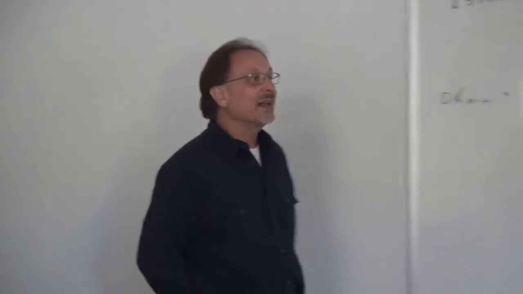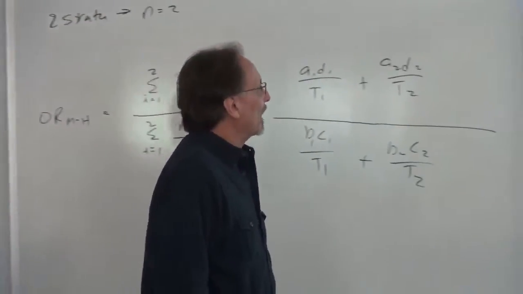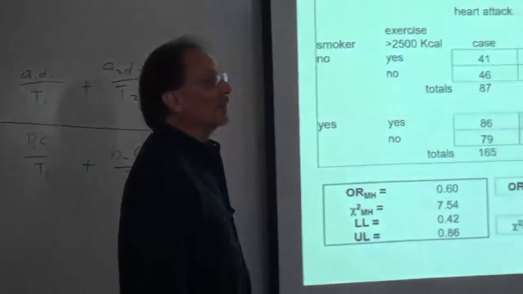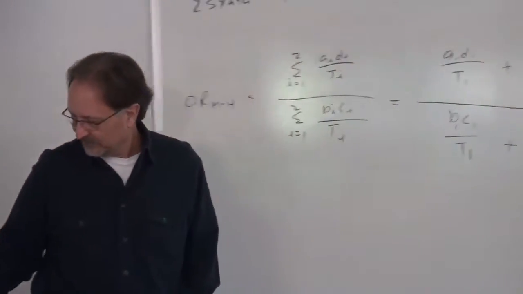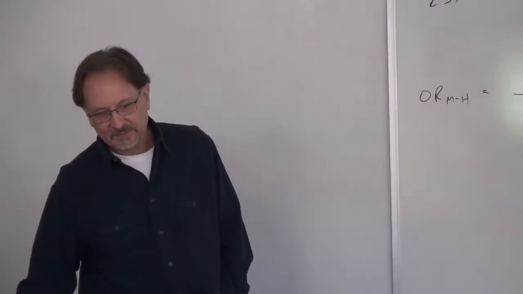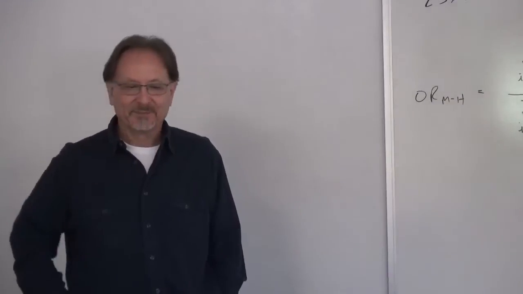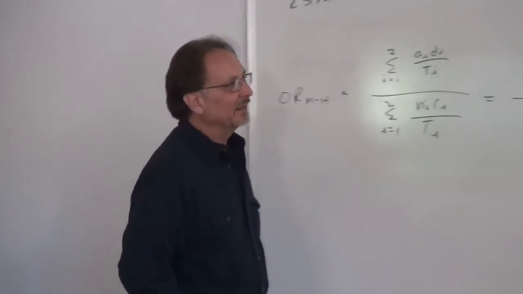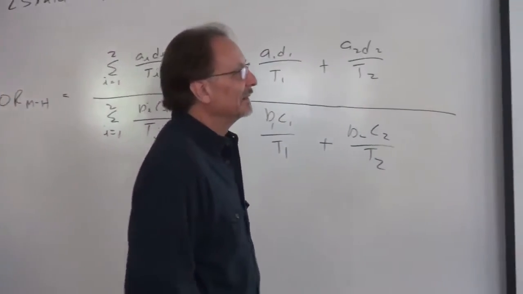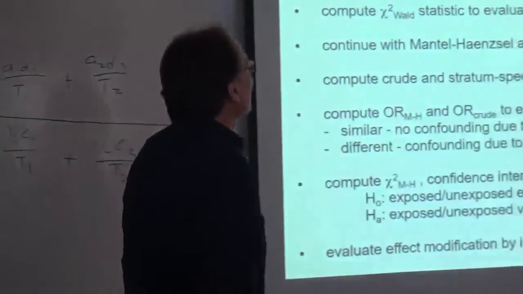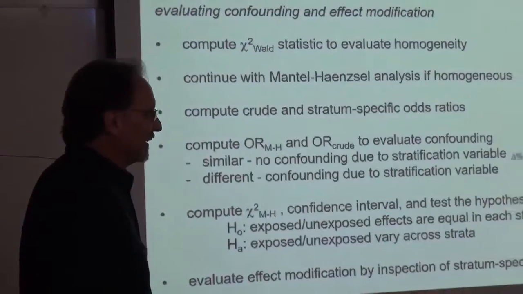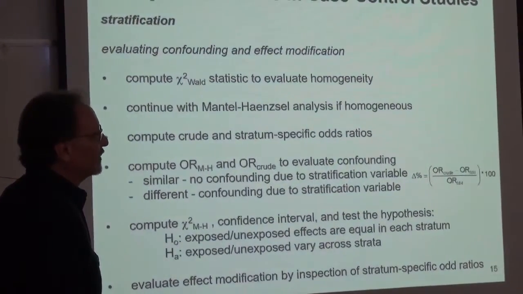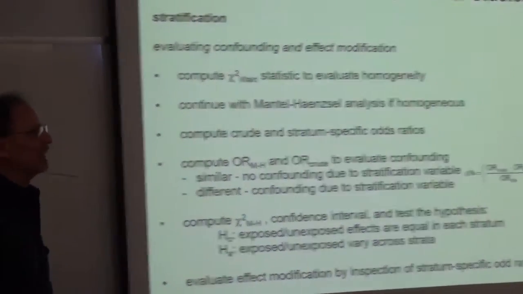So, let's take a look at our example. Can I ask a question before we move on? Sure. When you do the Wald chi-squared to determine homogeneity, what result would tell you whether or not you need to move on into a Mantel-Haenszel? If it tells you that it's homogeneous, which is the null hypothesis, if you can't reject the null hypothesis of homogeneity, okay.